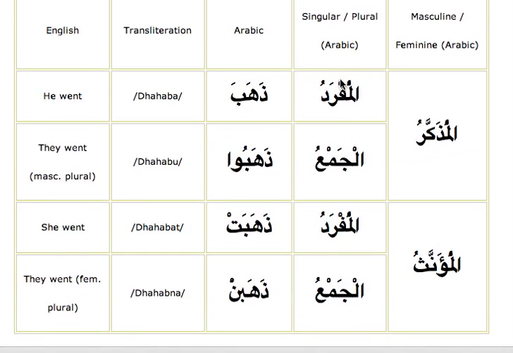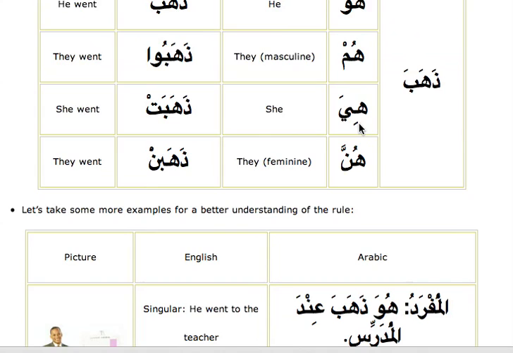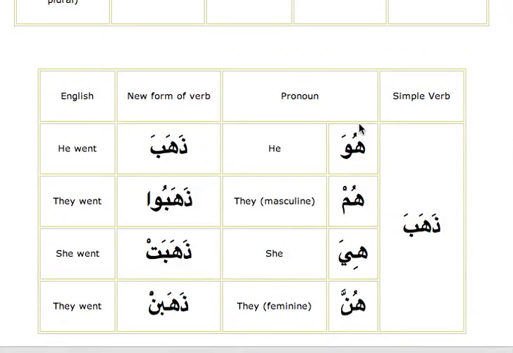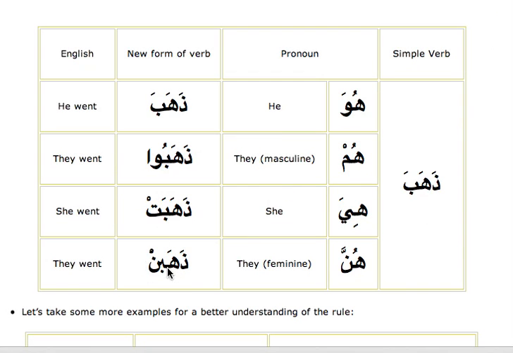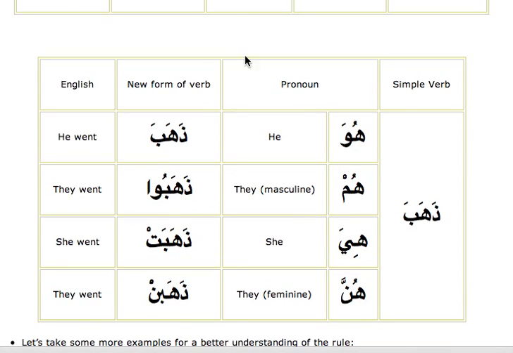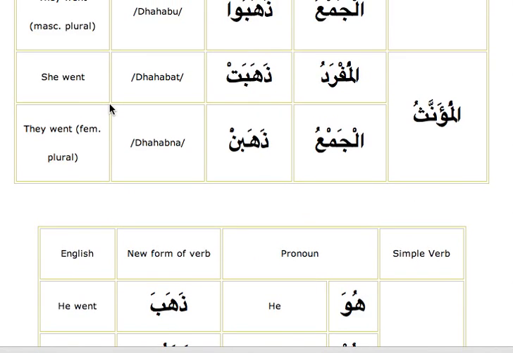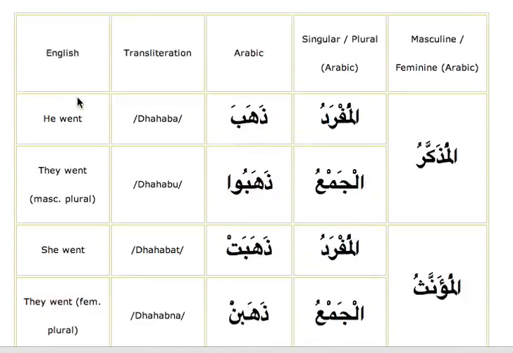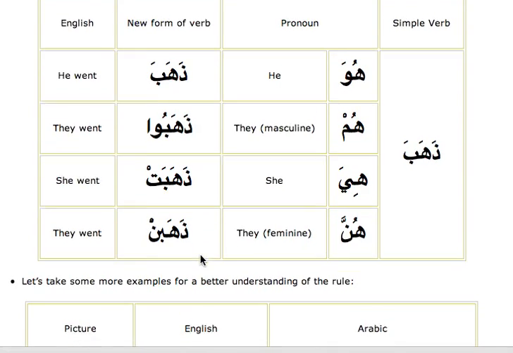Audhu billah. I'm sorry for this. I think I am confused. Here, dhahabna. I was wrong about that one, so they can't be making the typo twice. So dhahabat, dhahabu, dhahaba. They went, she went, they went, he went. Okay. Dhahaba, dhahabu, dhahabat, dhahabna.